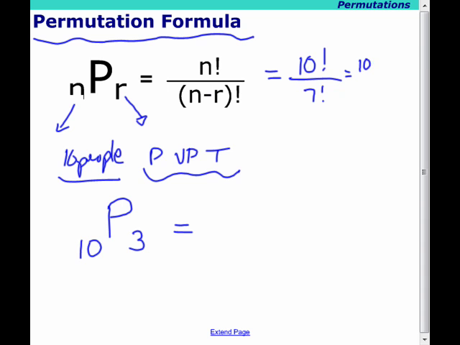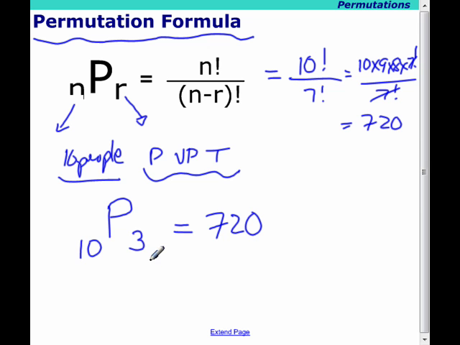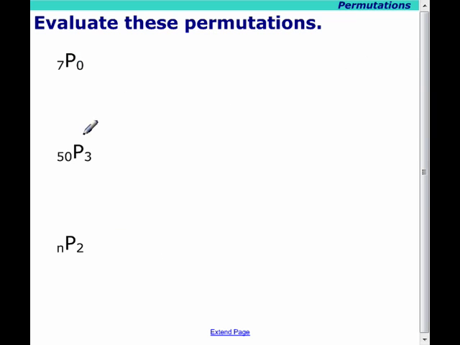I might as well just do it here. 10 times 9 times 8 times 7 factorial, with 7 factorial on the bottom. So I just have to go 8 times 9 times 10, 720. So from 10 people, there are 720 ways I could pick 3 of them. Okay, so that's a permutation formula. Try these ones on your calculator, or try them using the formula. I won't write the numbers down here, but you can determine those.